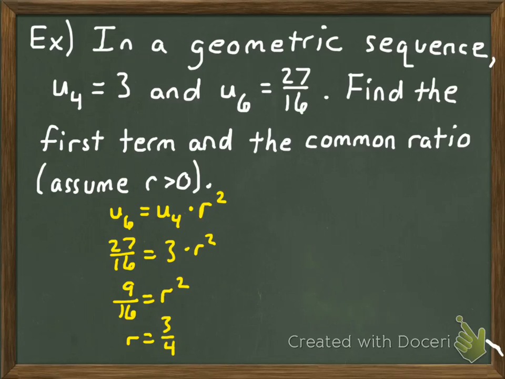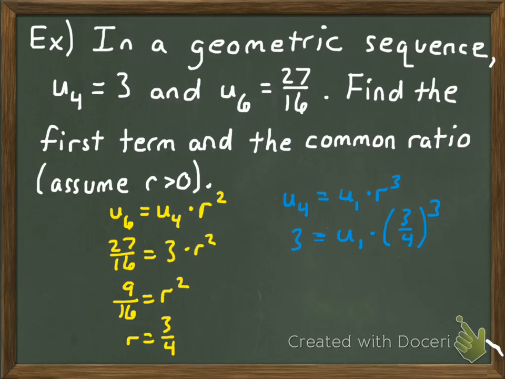And we can find out what the first term is by using either the 4th term or the 6th term. It doesn't matter. We just have to make a relationship between one of those and the first term. So let's do that. Let's use the 4th term. The 4th term is equal to the first term times the common ratio to the 3rd power, right? So 3 equals u sub 1 times 3/4 cubed.